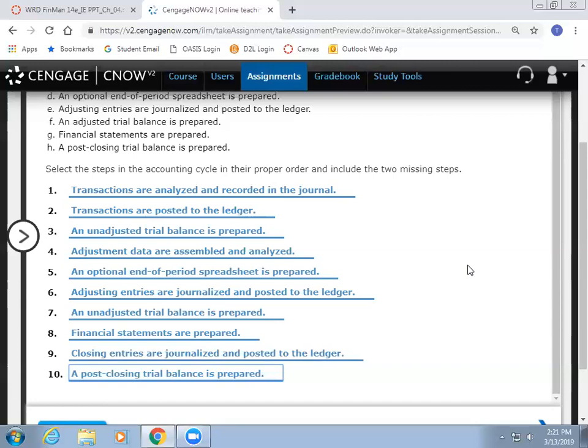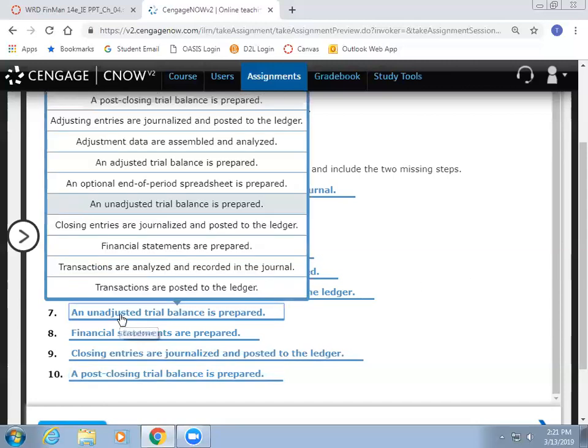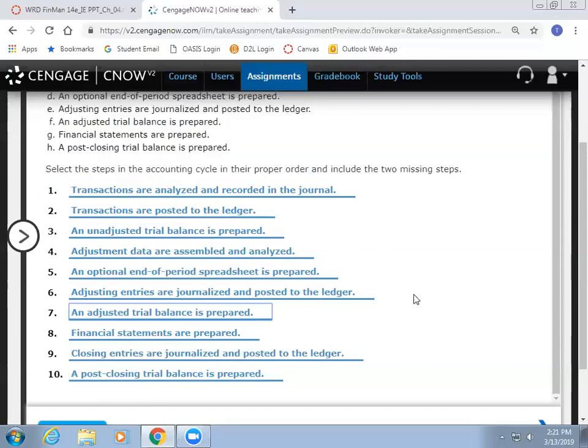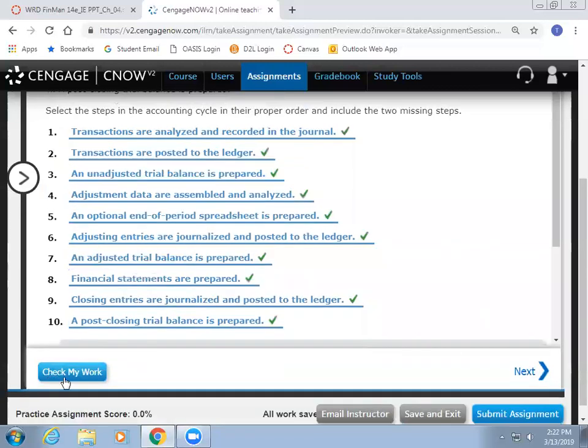Oh, sorry, that should be an adjusted trial balance is prepared. Thank you. Yeah, because I already had an unadjusted in step 3. Yeah, step 7, an adjusted trial balance is prepared. I think I said it right and clicked wrong. Yeah, it's kind of where I'm at today. Right. And then you can check your work if you want.